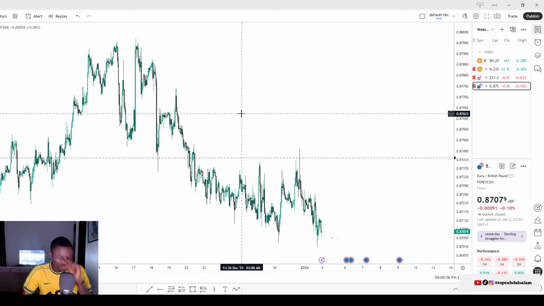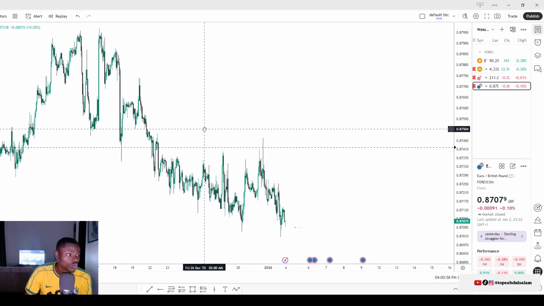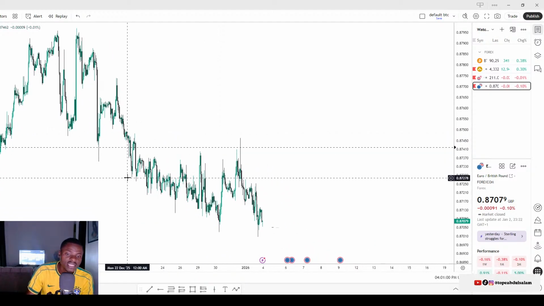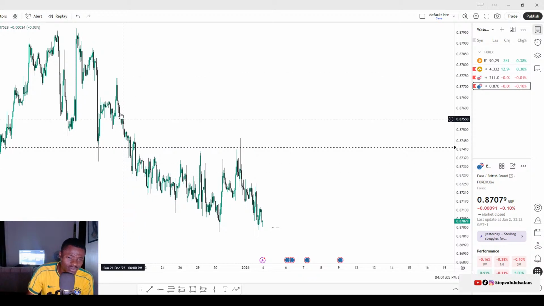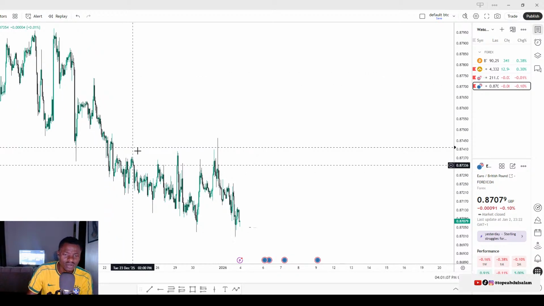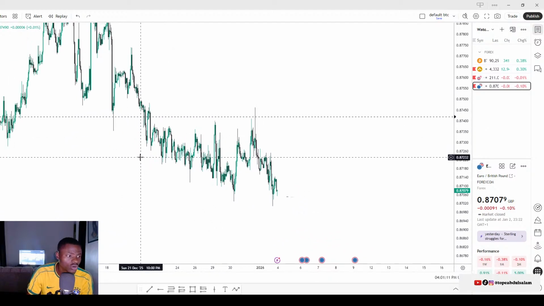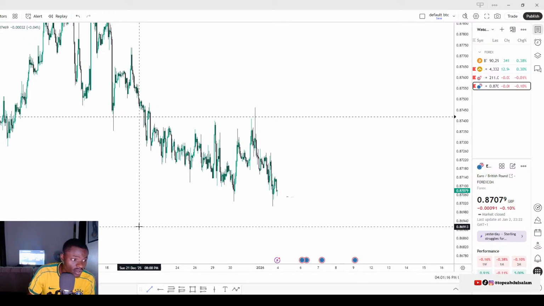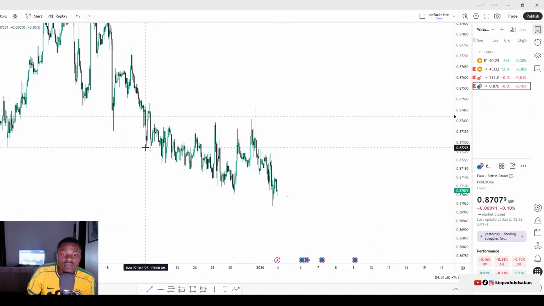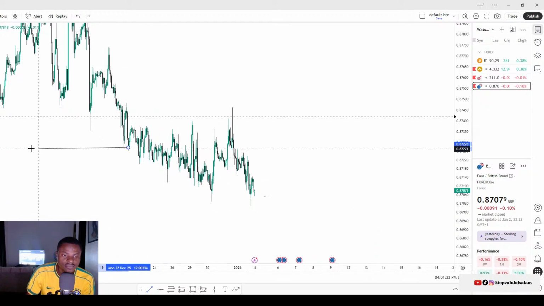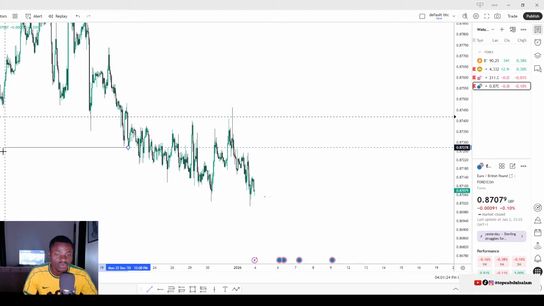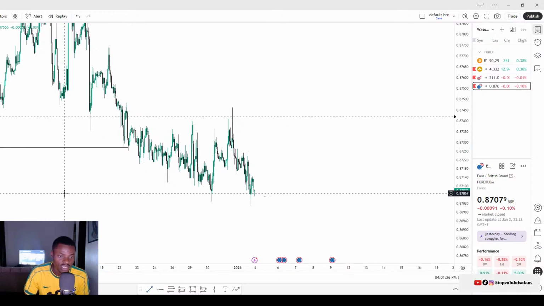So the market is bearish. When the market is bearish, we have a break of structure here, right? We have this market coming down. Let's say from here we have this market coming down, and we had a break of structure here. We have a break of structure here.